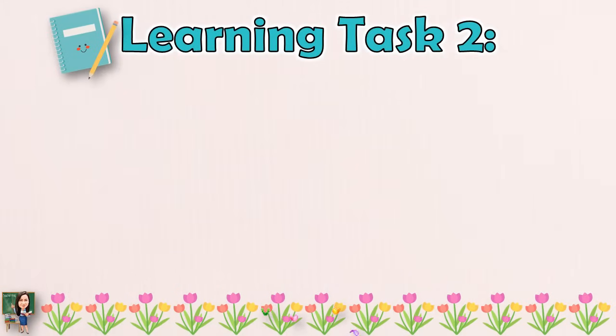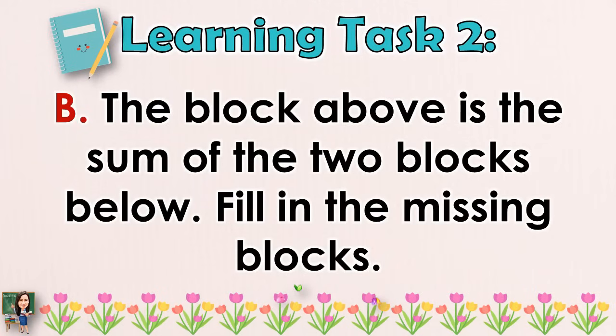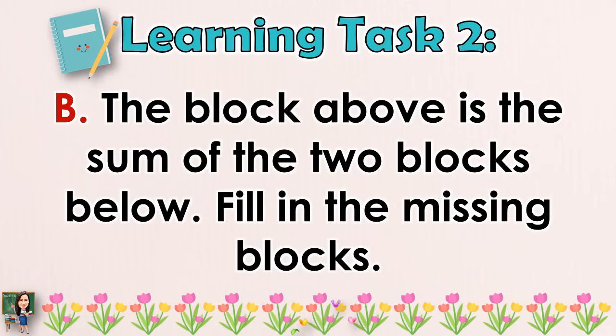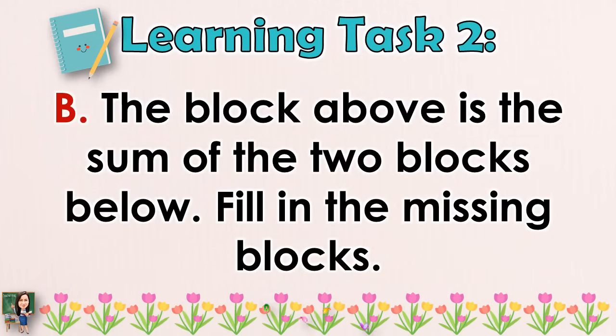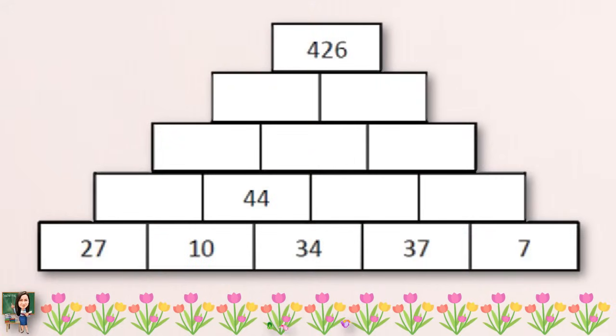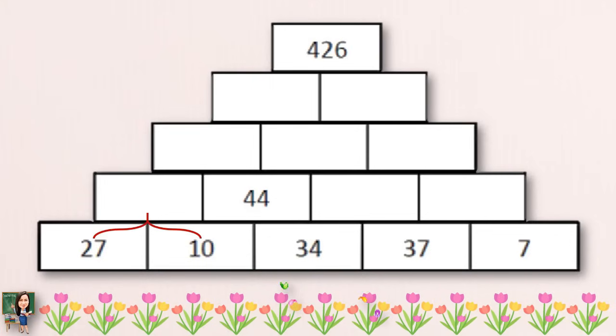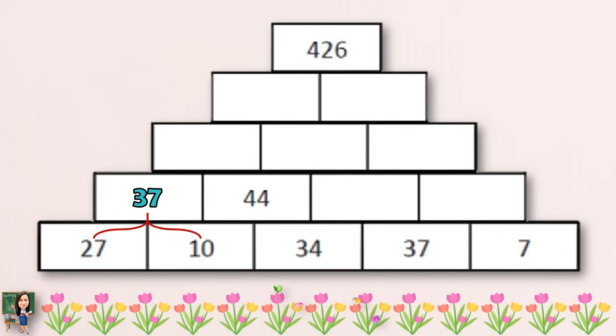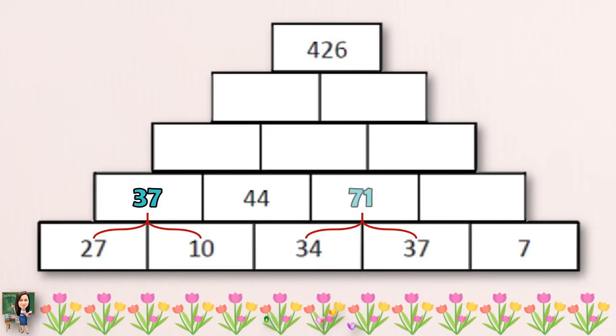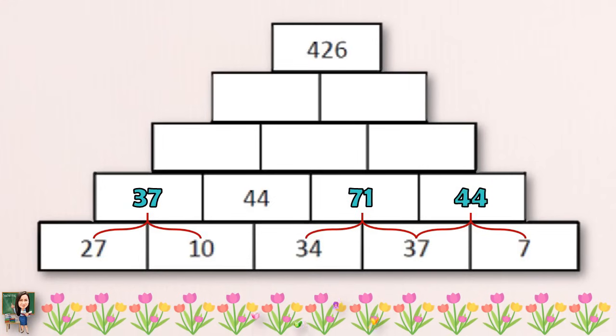For letter B, learning task 2, the block above is the sum of the two blocks below. Fill in the missing blocks. To find the missing blocks, in each step, we have to add the numbers on the first step. Let us add first, 27 plus 10 equals 37. If you add 10 plus 34, the answer is 44. Next, 34 plus 37 equals 71. 37 plus 7 equals 44.